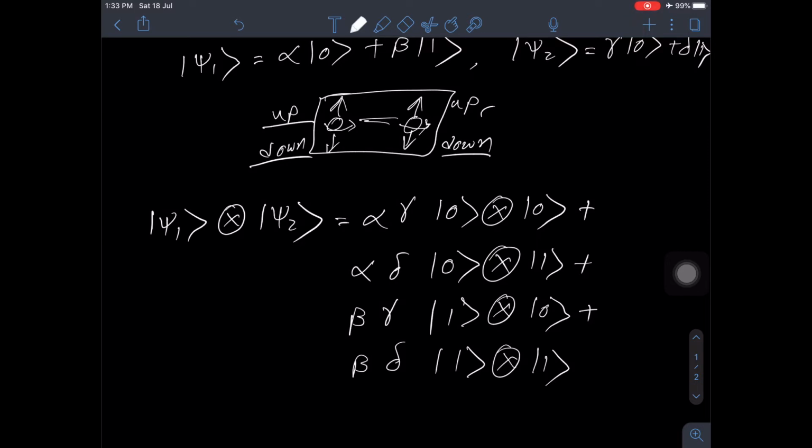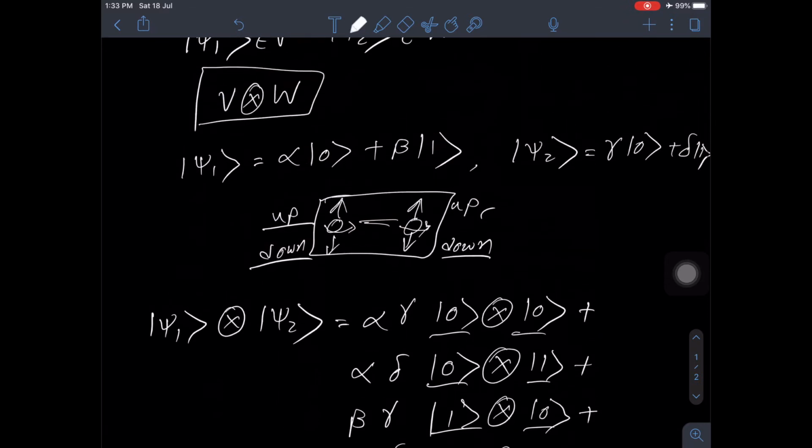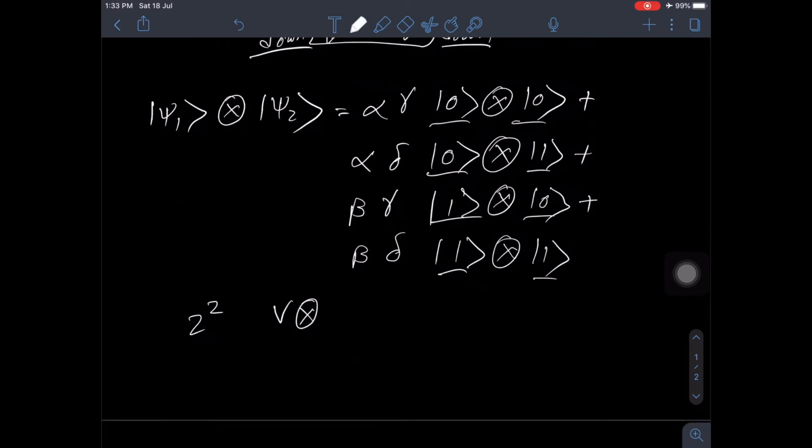What are those states? One is 0 0, you can consider it like up up, 0 1, which is up down, 1 0, which is down up, and 1 1, you can consider it down down. All right. So what you can say is that your 2-electron system actually belongs to a 2 to the power 2-dimensional space, and we call it V tensor W, which is now a 2 to the power 2-dimensional space.